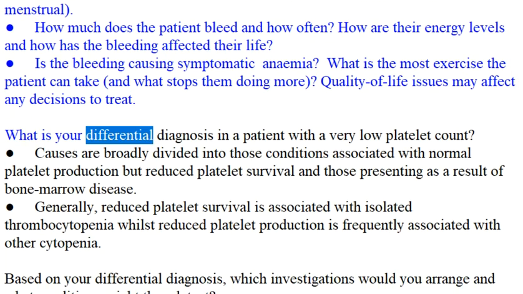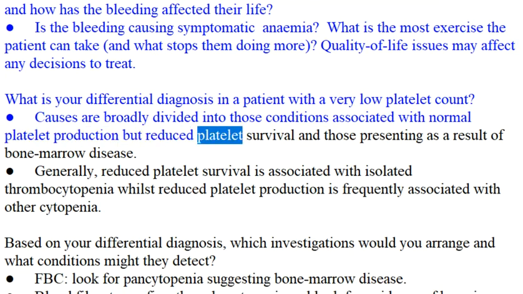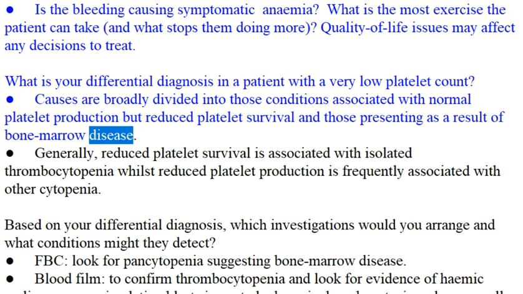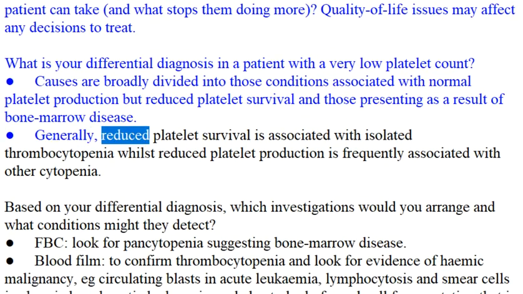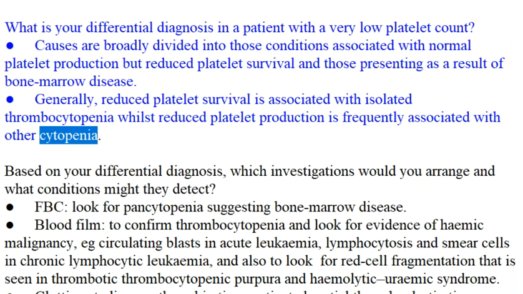What is your differential diagnosis in a patient with a very low platelet count? Causes are broadly divided into those conditions associated with normal platelet production but reduced platelet survival and those presenting as a result of bone marrow disease. Generally, reduced platelet survival is associated with isolated thrombocytopenia, whilst reduced platelet production is frequently associated with other cytopenia.